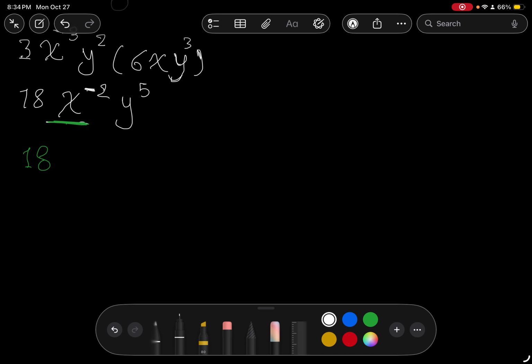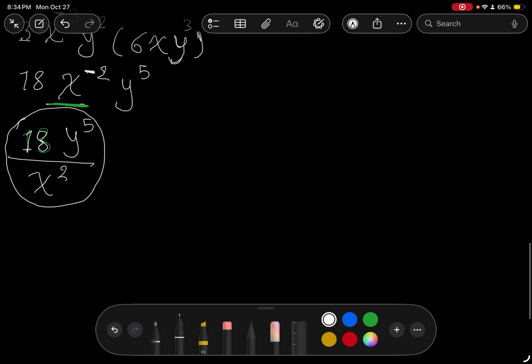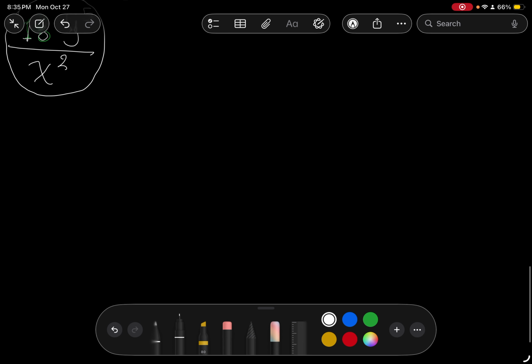Let me use the white. 18y to the fifth over x to the second. So 18y to the fifth over x squared is the final result or final solution of this example.